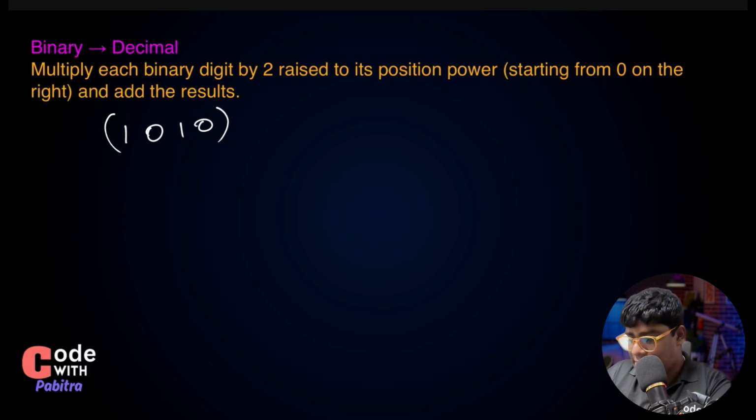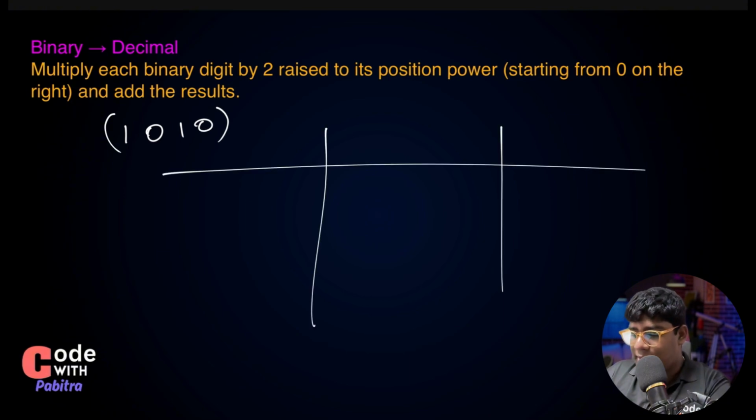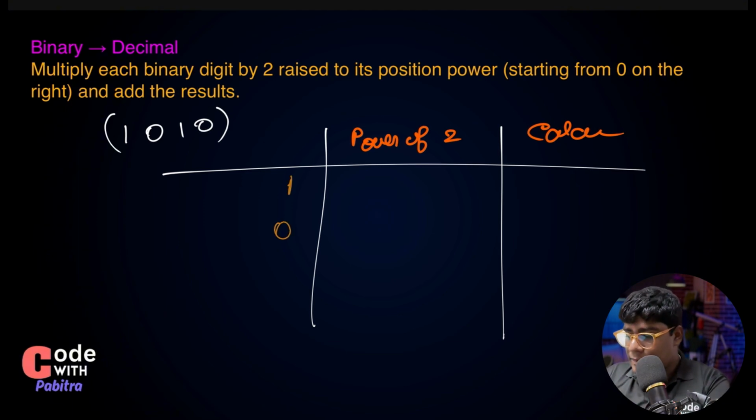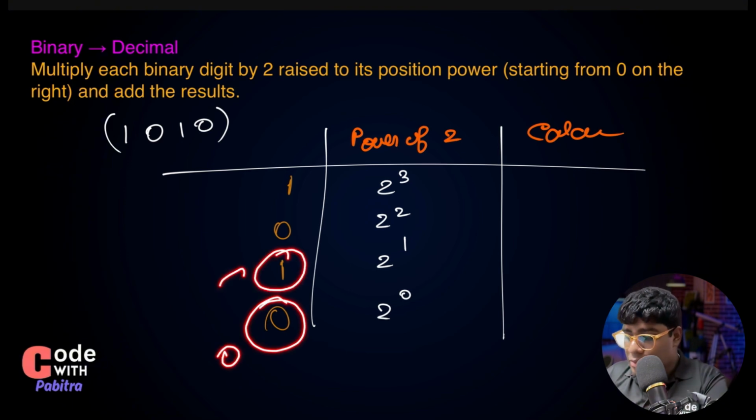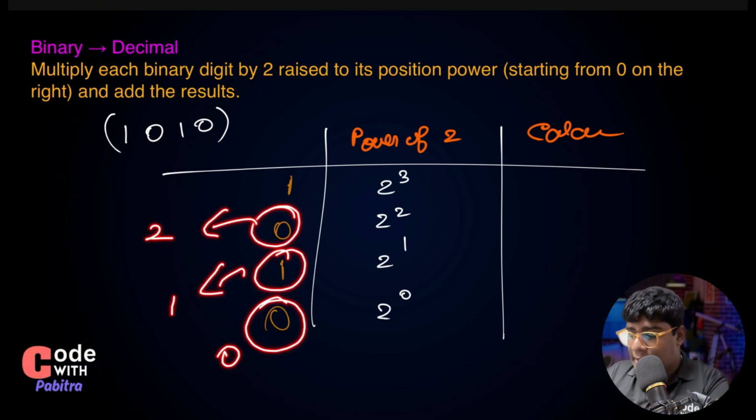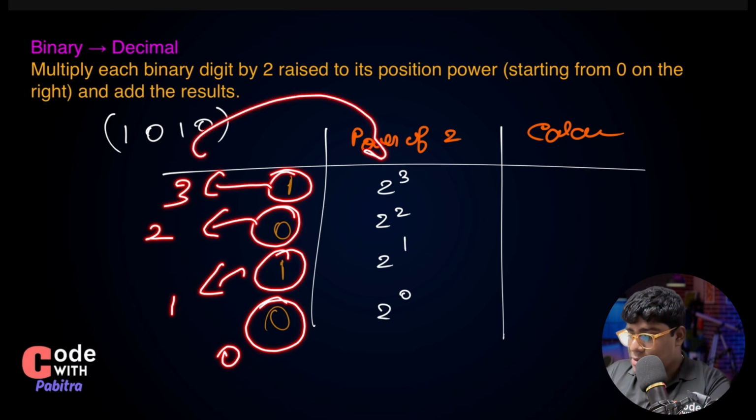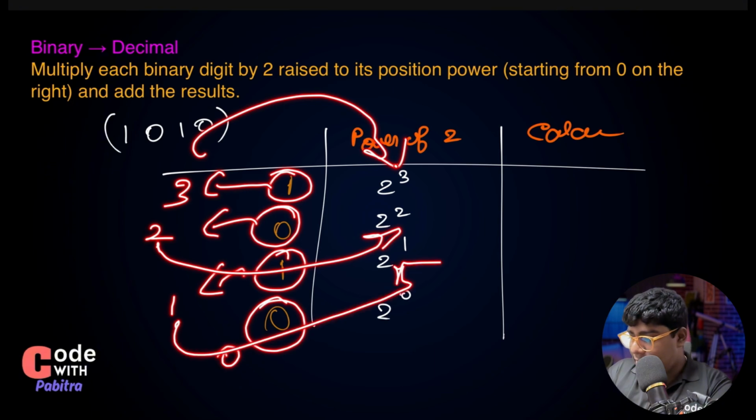So what is the power of 2? Let's make a table like this. Here I am writing the power of 2, here I will calculate, and I will put all the digits like this in a vertical manner. So the powers of 2 are 2 to the power 3, 2 to the power 2, 2 to the power 1, 2 to the power 0. We'll consider this as the 0 index, this as the first index, this as the second index, and this as the third index. So this 3 will be the power of 2, this 2 will be the power of 2, this 1 will be the power of 2, and this 0 will be the power of 2.